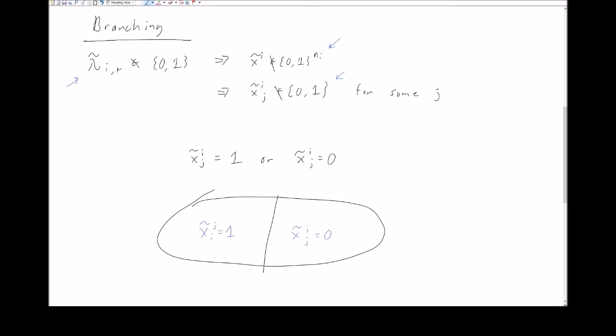Once we identify this variable, we can branch on it. That means that we can restrict our solutions to come from either setting this variable equal to 1 or setting this variable equal to 0. In our branch and bound procedure, we can view this as separating our space into two halves. One half of our feasible solutions has x_ij tilde equal to 1, and the other half of our feasible region has x_ij tilde equal to 0.